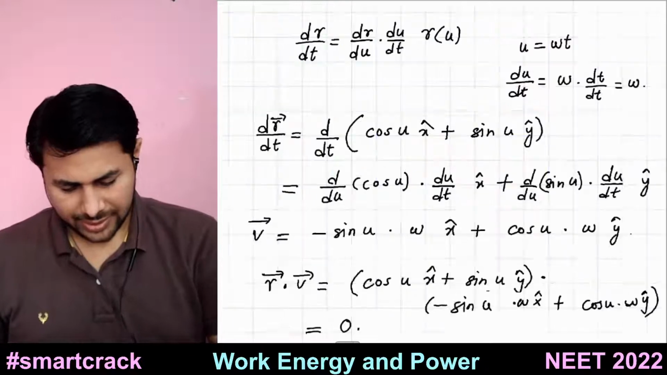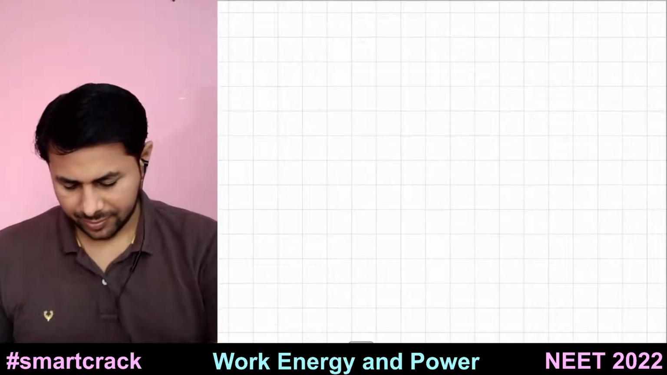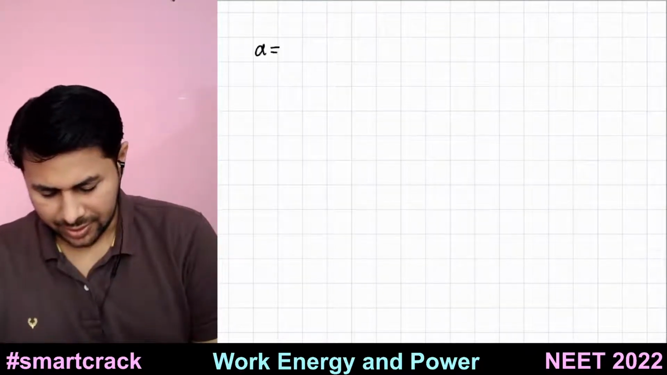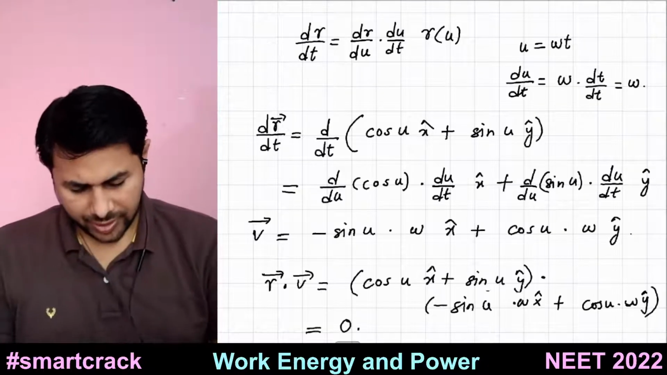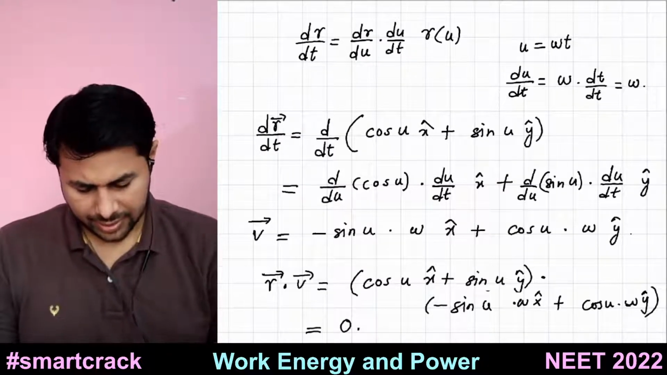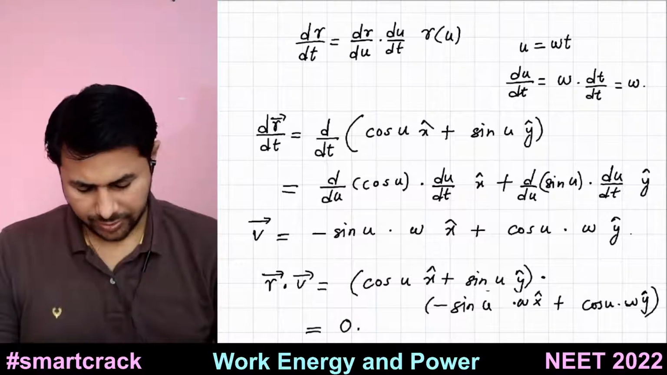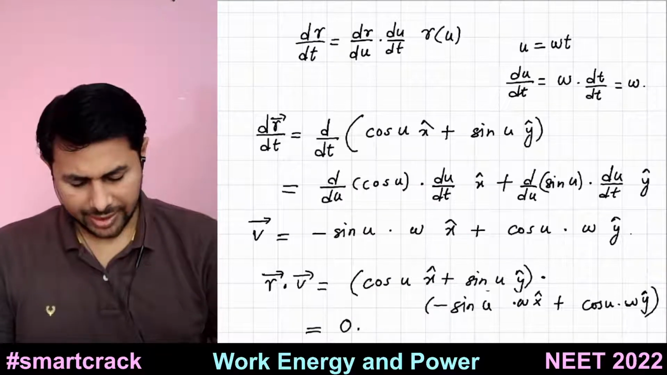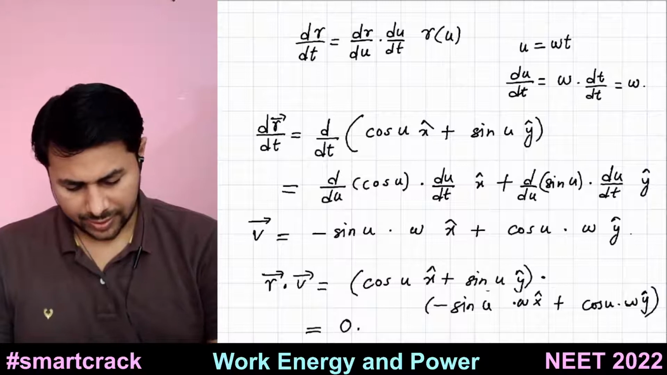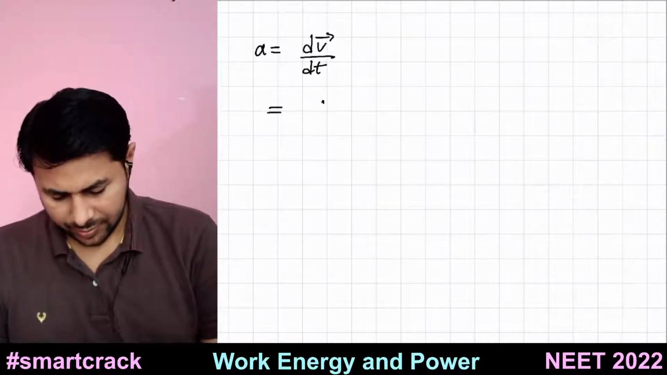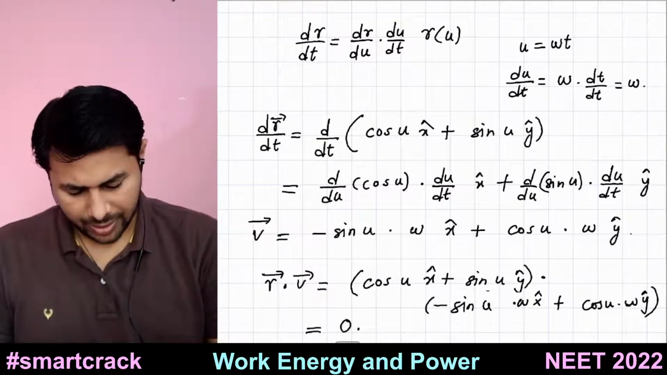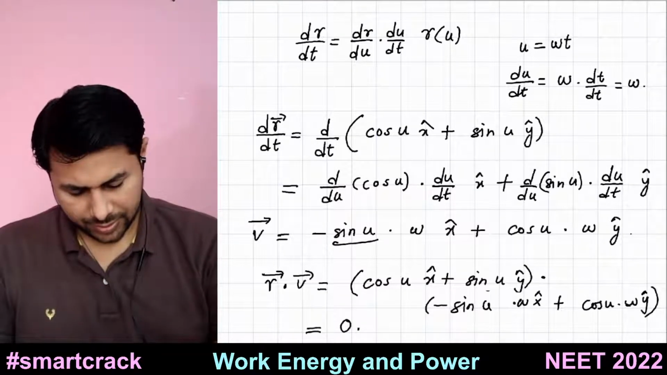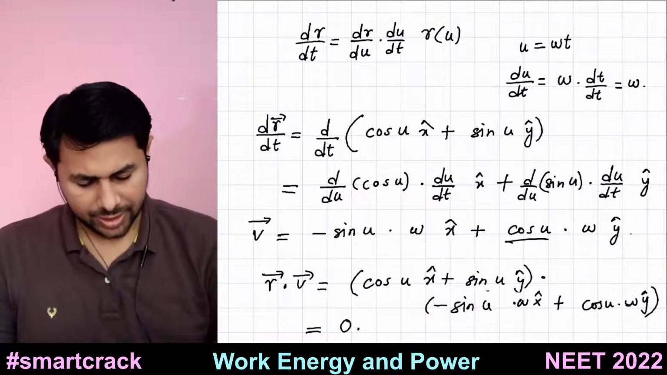So let's find out acceleration. So what is acceleration? It is dv bar by dt, we know. Okay, and what is v? So v is given by this formula, this one. And omega can be taken out because it is a constant. So omega you will take out. It is d by dt of what's left: minus sine u into x cap plus cos u into y cap.